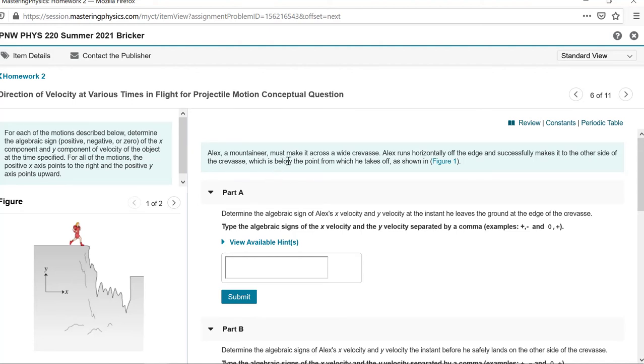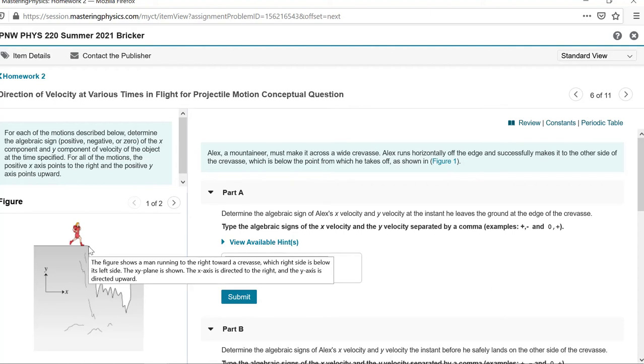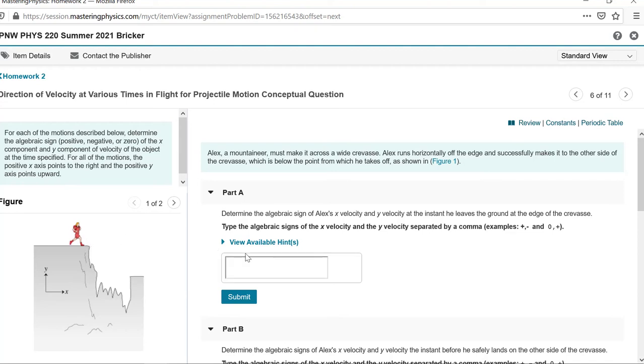Alex, a mountaineer, must make it across a wide crevasse. Alex runs horizontally to the edge and successfully makes the leap to the other side, which is below the point from which he takes off, as shown in the picture. Okay, so it does something like this. Determine the algebraic sign of Alex's velocity at the instant he leaves the ground, at the edge. Okay, so when he leaves the ground, the velocity, which way is Alex going?